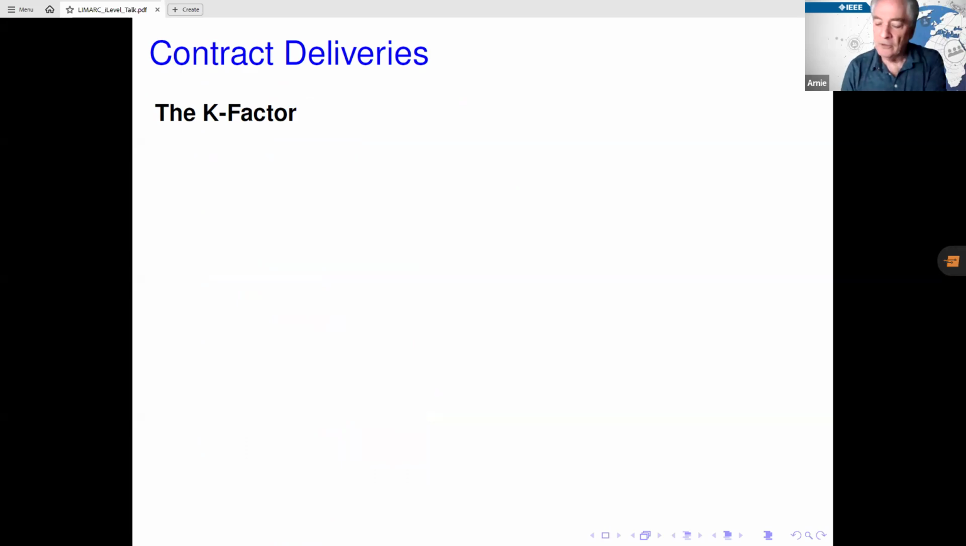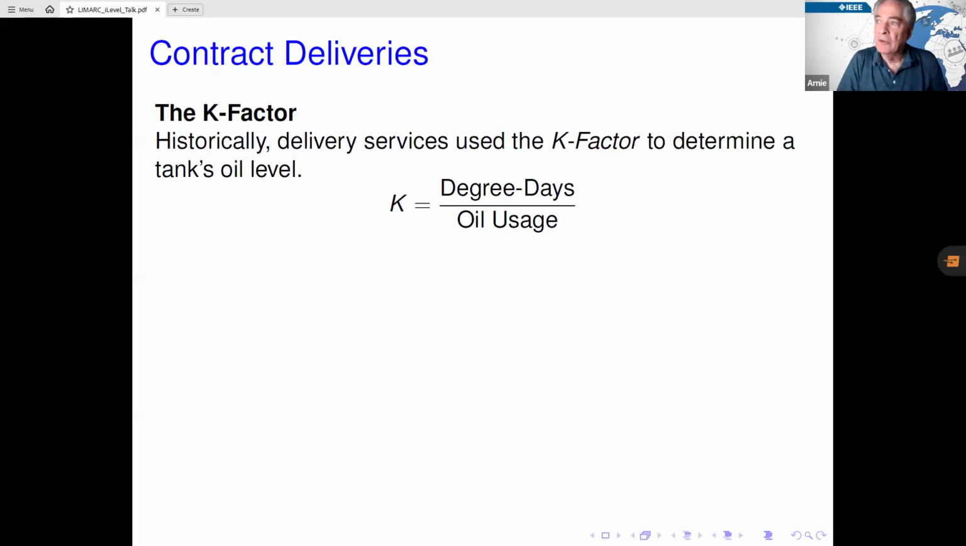There are two types of oil deliveries. One is a contract delivery, where the oil service delivers enough oil so that they ensure that you never run out. That depends on a numerical factor called the K factor, which is the number of degree days divided by the historical usage of that tank's oil. If you want to get a little more involved in the mathematics, it's roughly the inverse of the R factor of your home insulation.